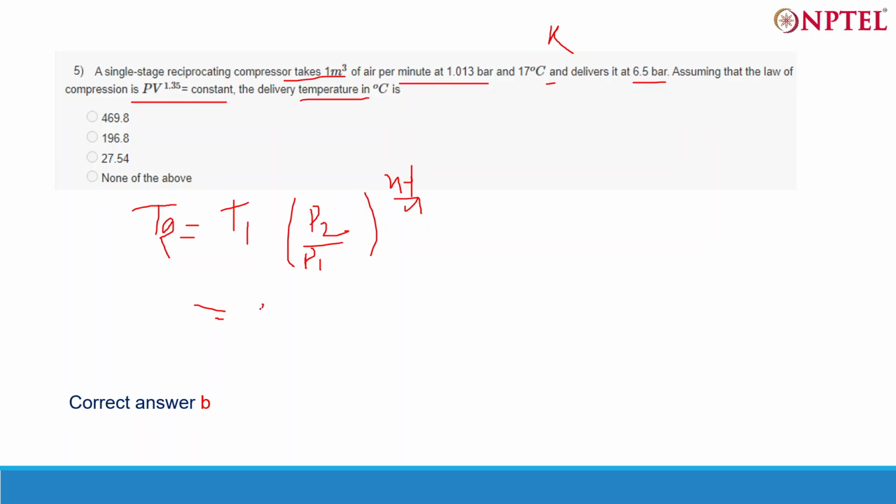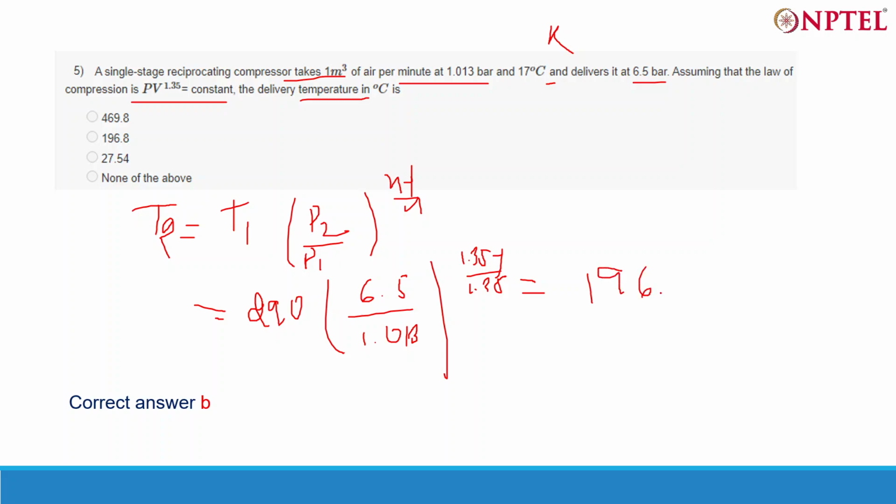So T1 is around 290, and then 6.5 upon 1.013 to the power 1.35 minus 1 upon 1.35. This comes out to be around, using the calculator, 196.8. So 196.8 is B. B is the correct answer.